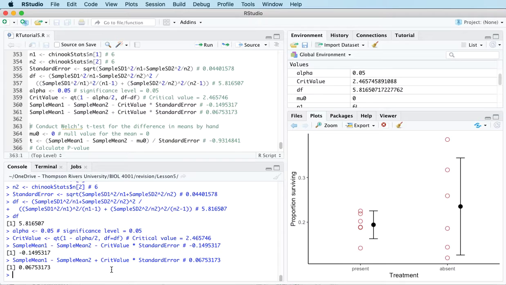Interesting. So this interval goes from a negative number to a positive number. So in other words, the value 0 is inside this interval. So what that is telling us is that there's not really very compelling evidence here of a difference in the population means. A difference in the population means of 0 is a plausible value here. And if that was the case, what we're saying is that the population mean for the present group could be the same as the population mean for the absent group. We can't really rule that out.